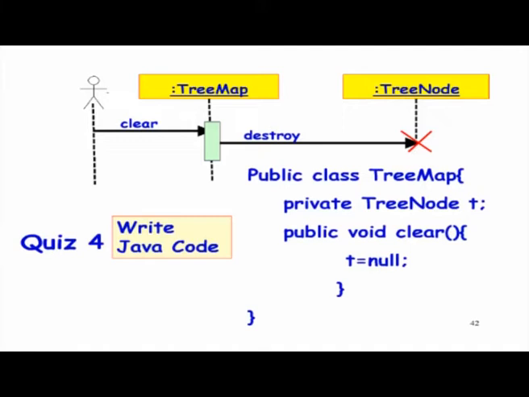As you can see here, the tree map needs to support the clear method. For anybody to call it, send a clear message, it must support the clear method. And as part of the clear method, it will destroy a tree node. So, this is the public class tree map, and it has a tree node ID here, and whenever clear is called, it is just setting t equal to null, and the object here is going out of scope and getting automatically destroyed by the garbage collector.